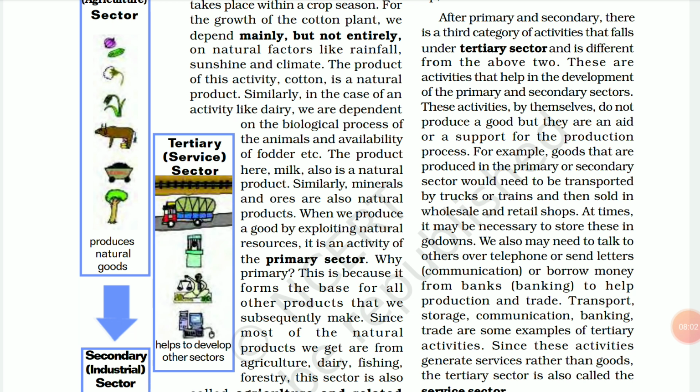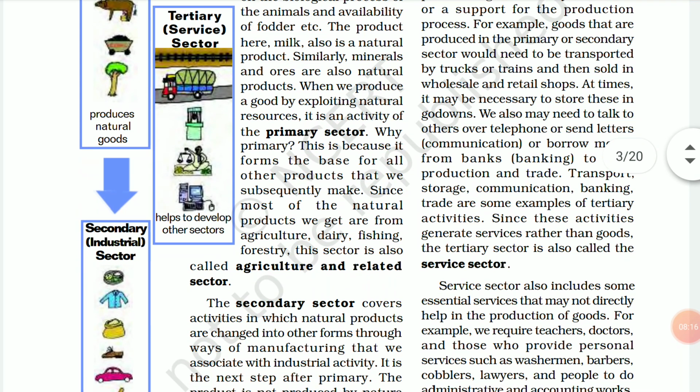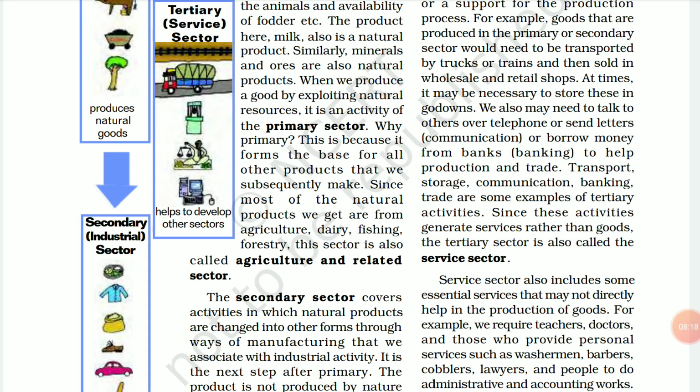For example, goods that are produced in primary and secondary would need to be transported by trucks or trains and then sold in wholesale and retail shops. At times, it may be necessary to store these in godowns. We also need to talk to others over phone or send letters and borrow money from banks to help production and trade. Transportation, storage, communication, banking, trade are some examples of tertiary activities. Since these activities generate services rather than goods, the tertiary sector is called the service sector.